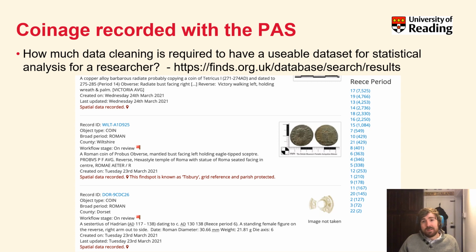So what I did is I did a search for just coins from the Southwest, and then on every single database search result, on the right hand side of the results, you get a breakdown of Rees periods. But this is the number of records, very importantly, rather than the number of coins. So there were a certain amount of records from Rees period 17, but if you loaded them up, there may be an extra 500 coins in there.